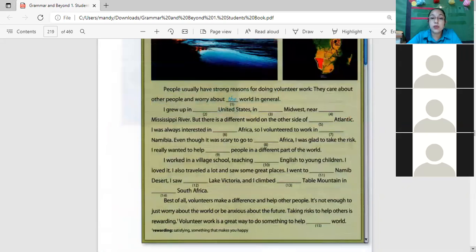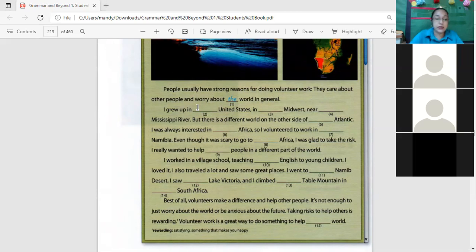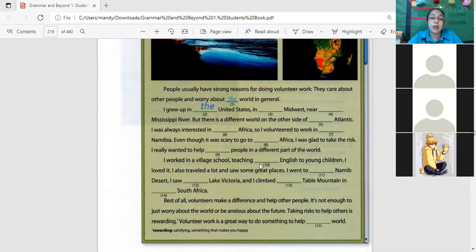People usually have strong reasons for doing volunteer work. They care about other people and worry about the world in general. I grew up in the United States. In that case, it's necessary, because it's part of the name of the country, so we write the article. The United States in, what do you think? We say in Midwest or in the Midwest? Without article.